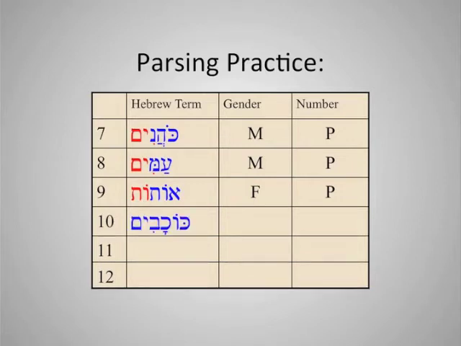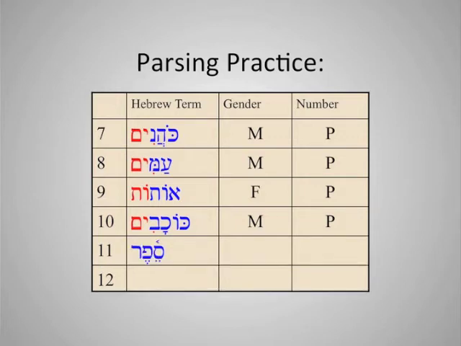Kokavim is our next word. Kokavim. Look at the ending. We have a clear hirik yod mem. That's a masculine plural ending. Kokav means star. Kokavim is stars, plural.